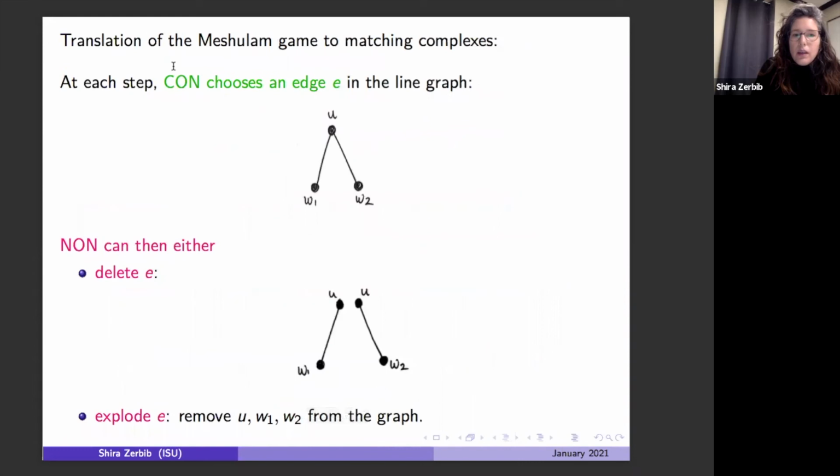Okay, so here is a translation of the game into the matching complexes, because this was in terms of the independence complex. So Con chooses an edge, meaning he chooses two edges in the primal graph that are connected by a vertex. This is an edge in the line graph, right? And he can either delete E, meaning make these two edges separate. So now they are topologically a matching, although they have the same vertex U. Or he can remove U, W1 and W2 from the graph. This will correspond to exploding. Okay, so this is just a translation.